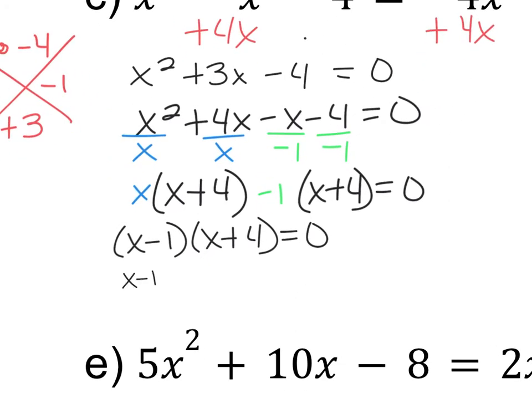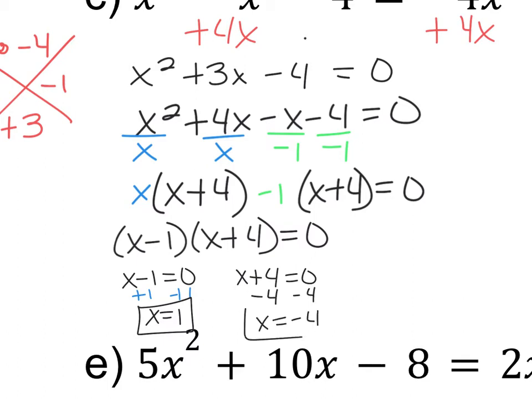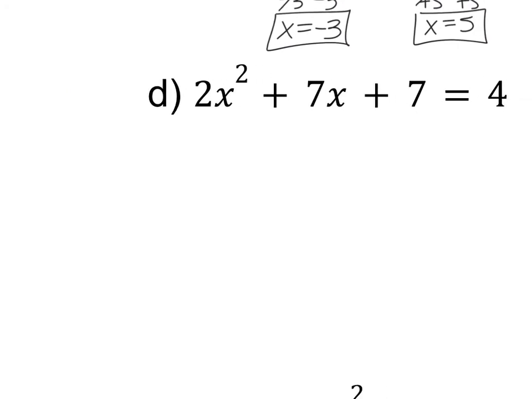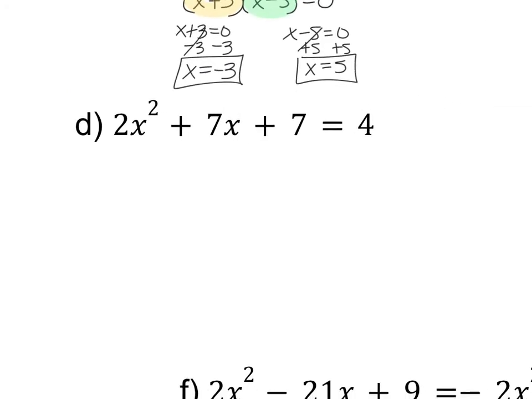Now let's set each piece equal to 0. So I'm going to add 1. So x will be 1 on this solution. And x plus 4 equals 0. So minus 4. x would be negative 4. Next one. I know, like I said, I know I'm going fast. Sorry. Rewind if you need to.